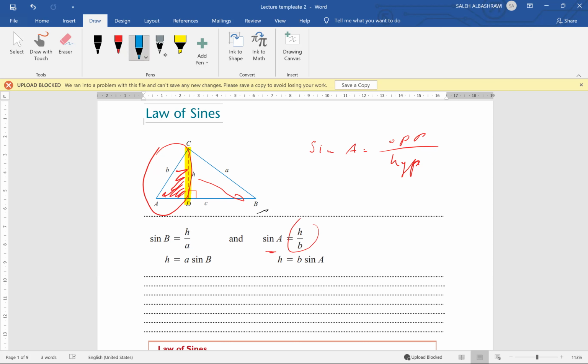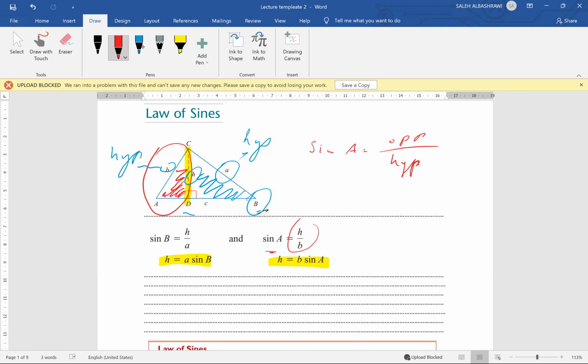If we use the other triangle, which is DBC, h is opposite to the angle B. So we can say sine B equals h over a, because the hypotenuse in this case will be a. This is the hypotenuse in the bigger one, and this is the hypotenuse in the smaller triangle. So sine of B equals h over a, and sine A equals h over b. So from these two equations, I will have h equal to a sine B, and also h equal to b sine A.